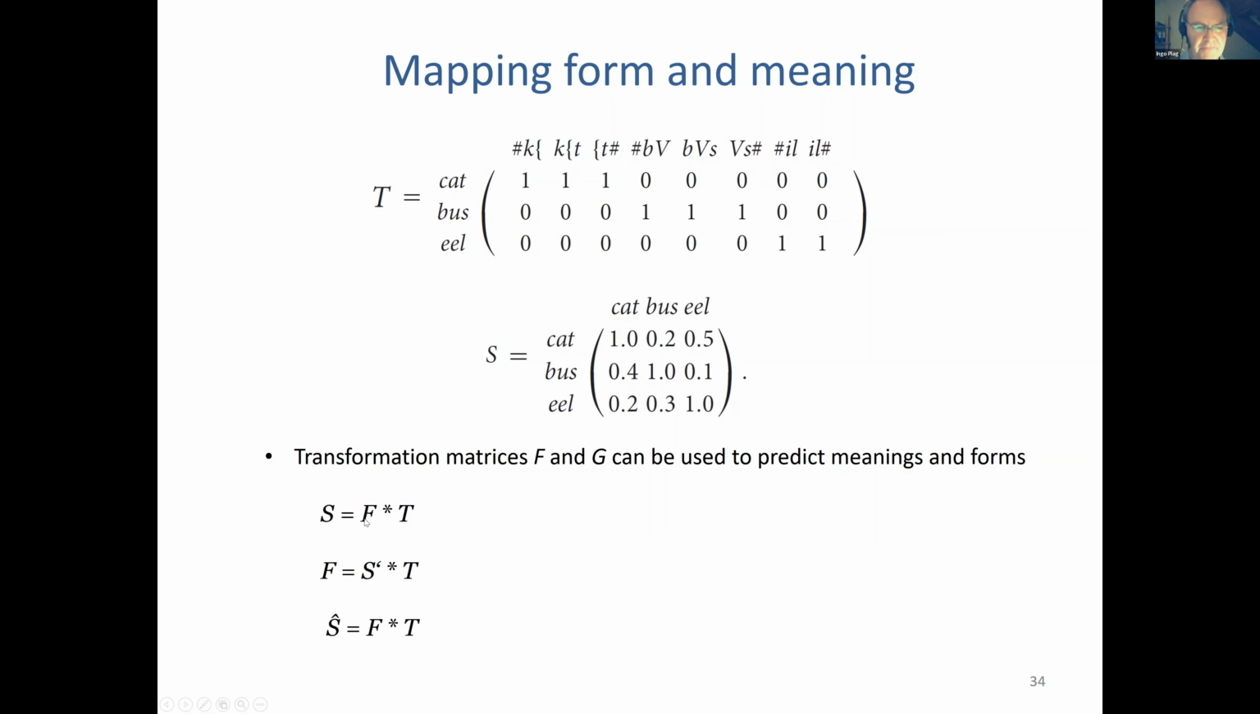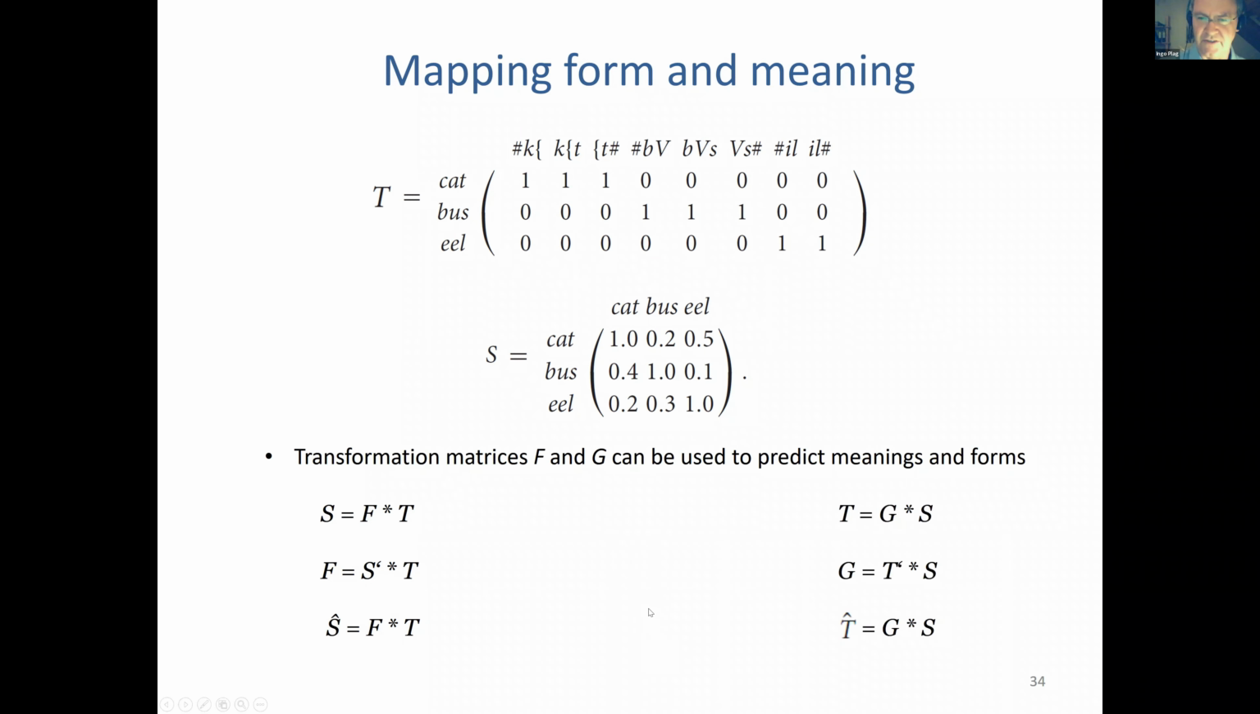If you want to do the semantics, you have to transform the form by multiplying it with the transformation matrix F. And if we don't know this, because we have only T and S, we need to take the inverse of T, multiply it by S, and we get our transformation matrix. We can then use that transformation matrix to estimate all semantics by multiplying any matrix consisting of the triphones for any new words, whatever, to estimate their semantic vectors.